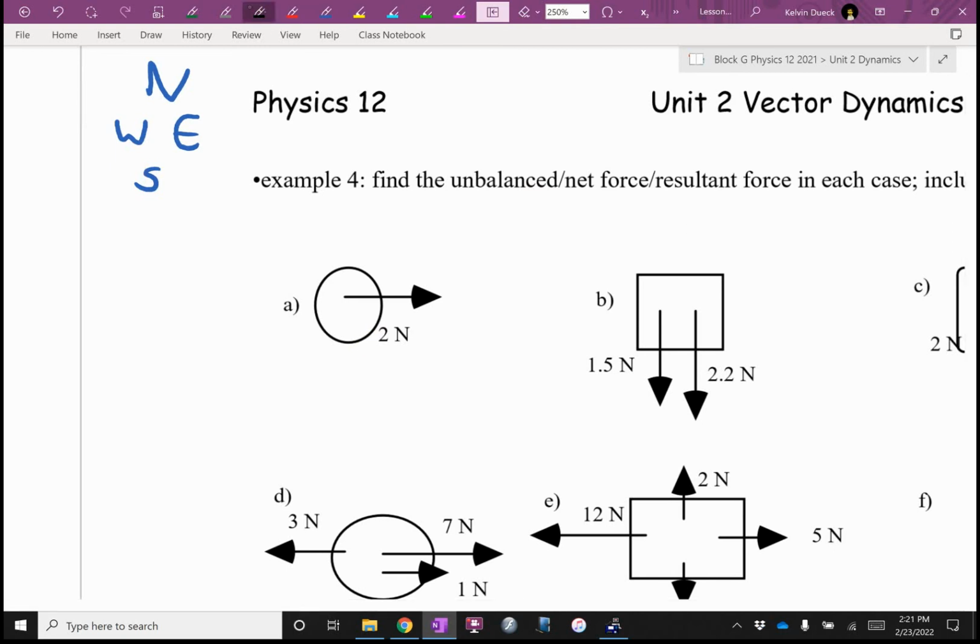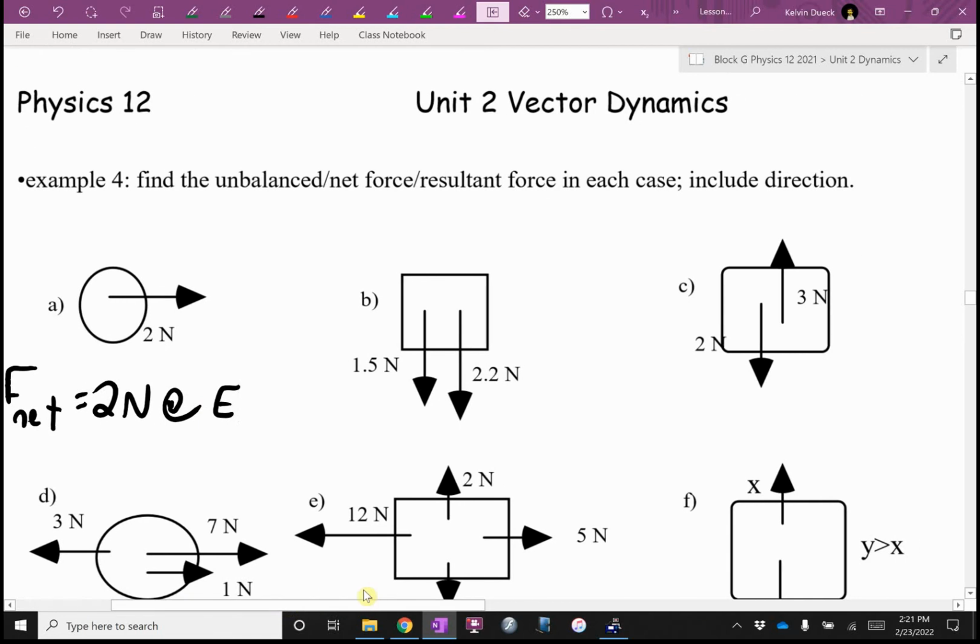Well, I'll give you a hint. 2 newtons. Direction? Yep, east. What's the net force, magnitude and direction, on B? Magnitude, please. How big? 3.7 newtons, direction south.